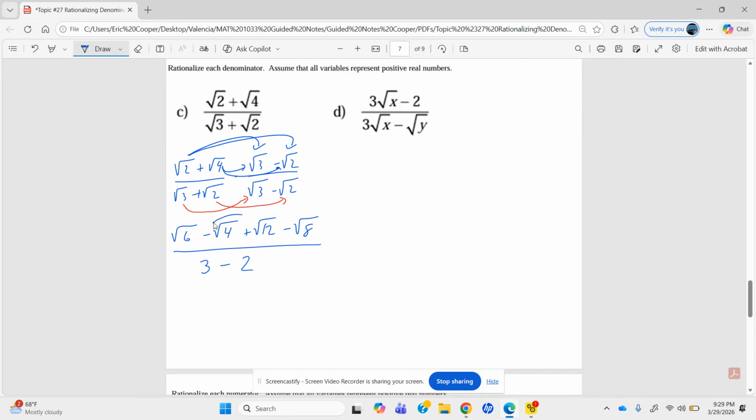We can simplify a couple things. This and this we can simplify.